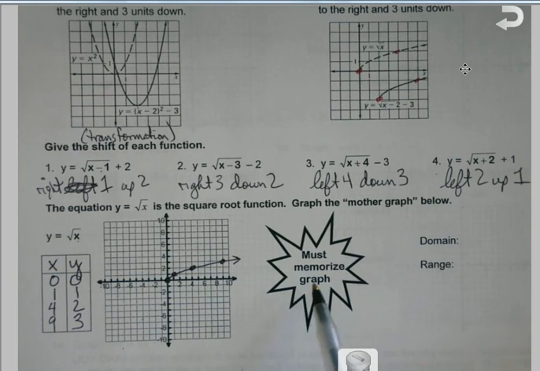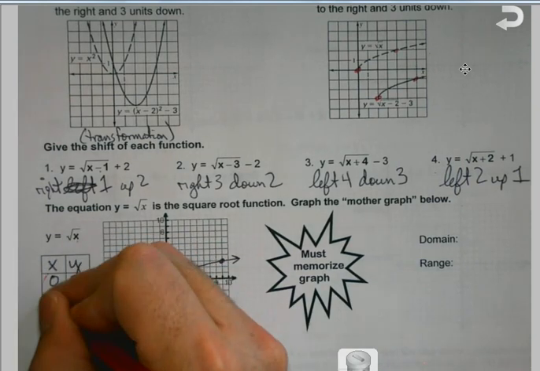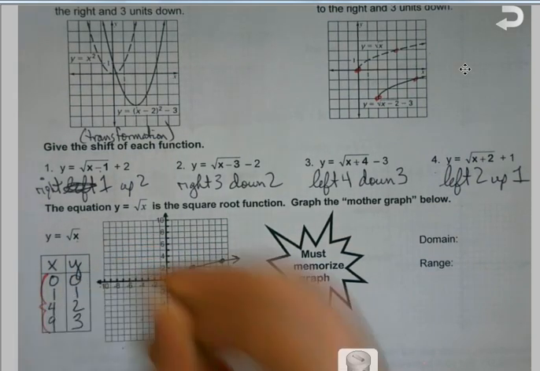So this is what my quote-unquote mother graph looks like. And when it says must memorize graph, really, it's better to remember what x values would go in. I start to look at those x values a little bit. What do those x values have in common?